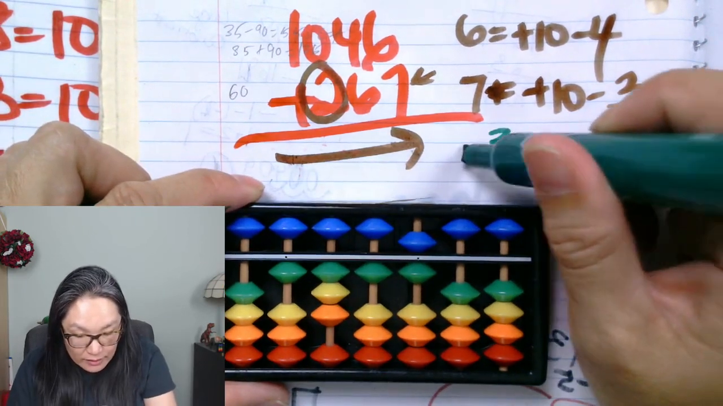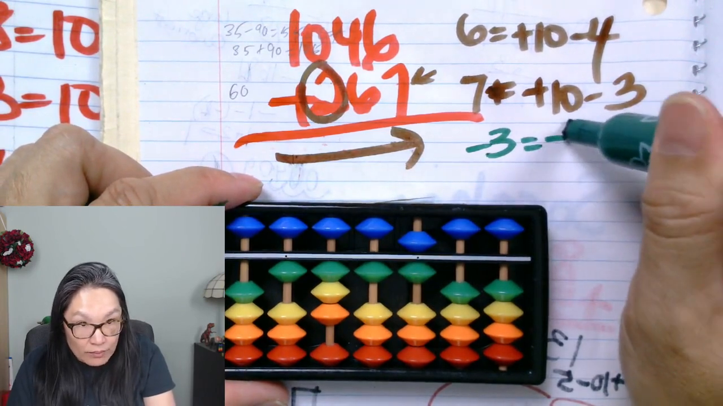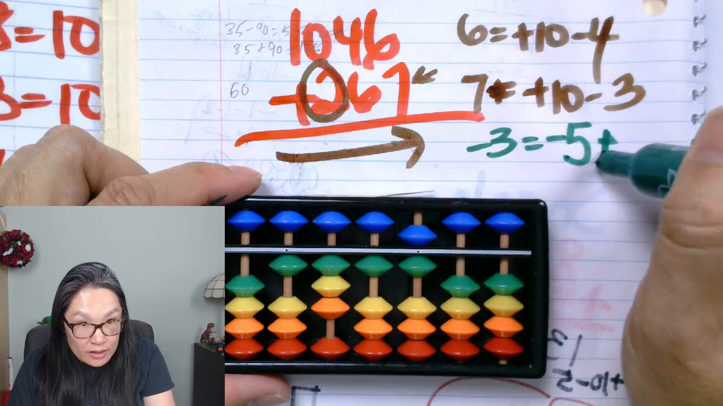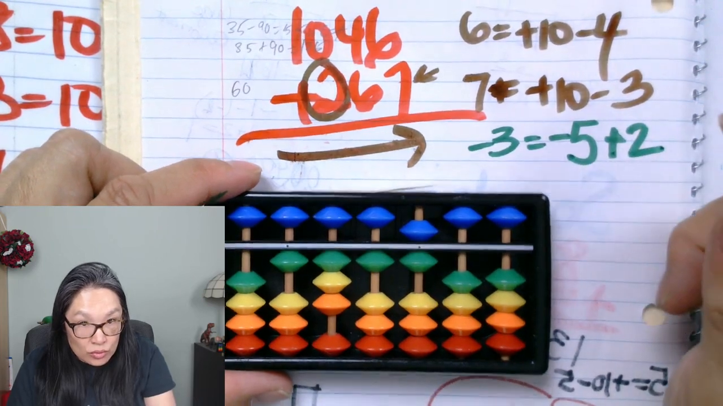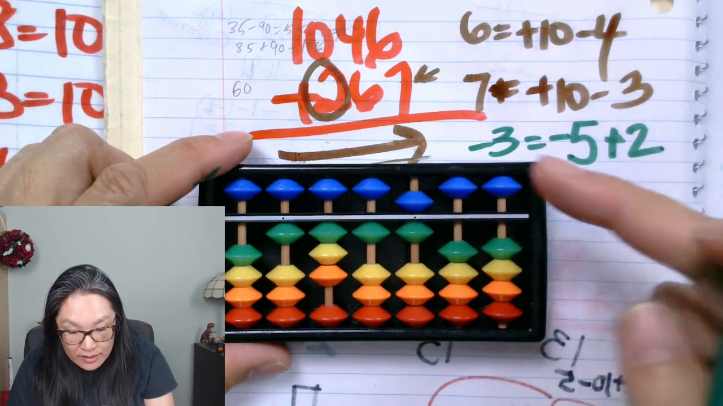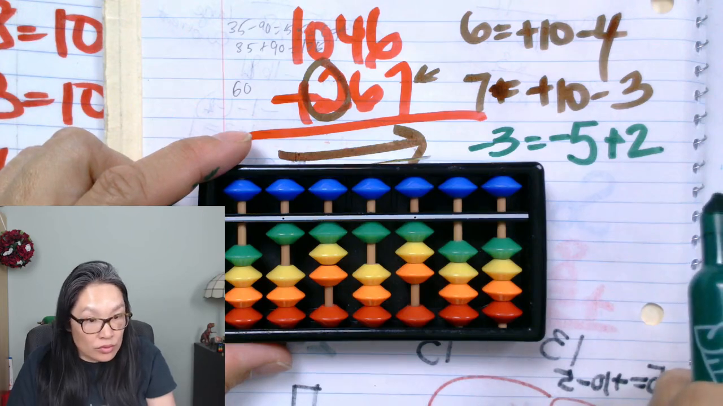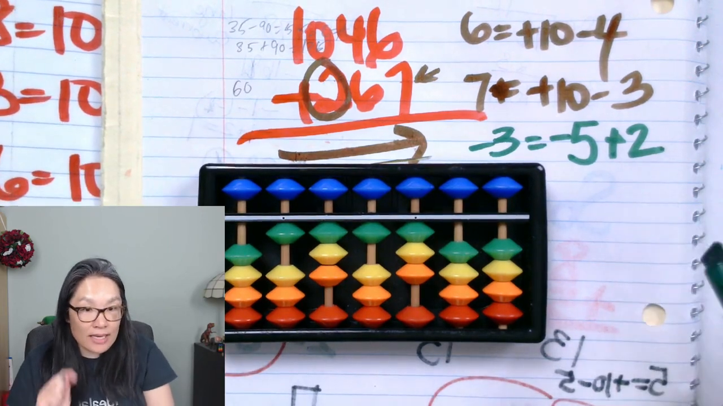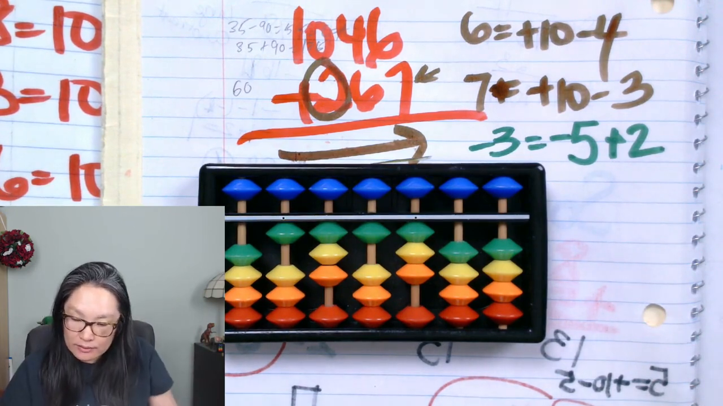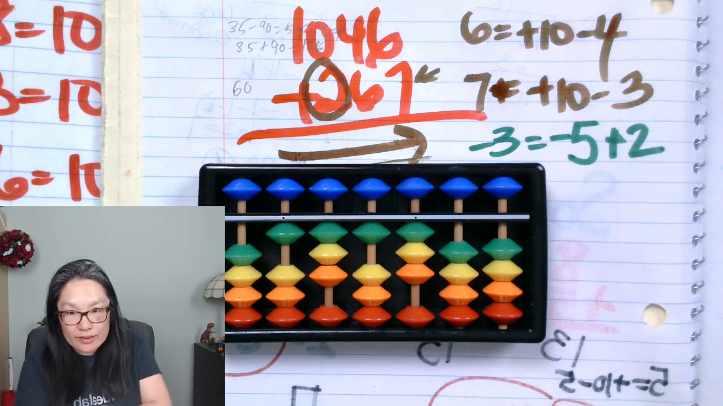Minus the 3 is equal to minus the 5 plus the 2. Yes! Thank you, Kat. Yes, exactly. See? It all fits together. It doesn't even matter how big it is. It doesn't matter how big the number is.